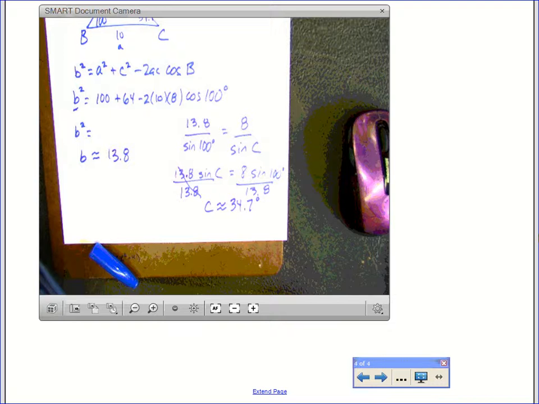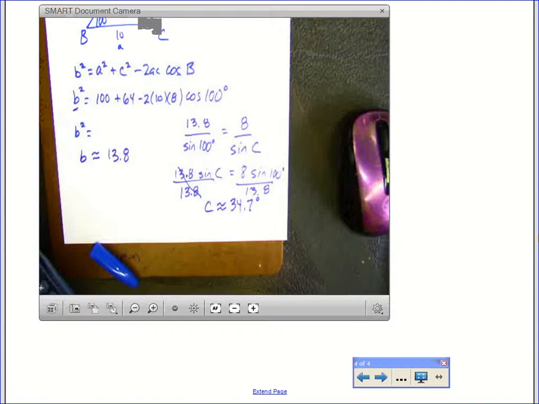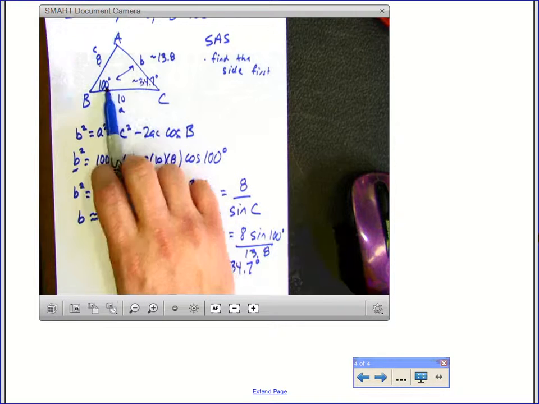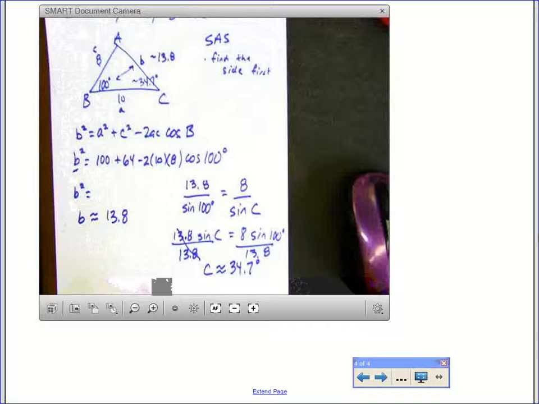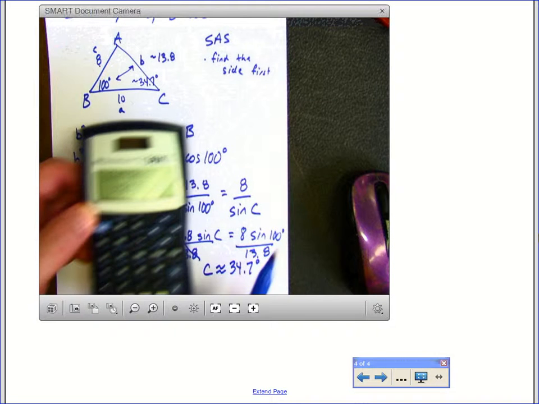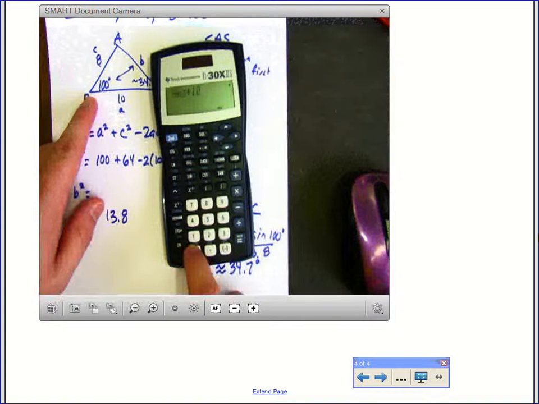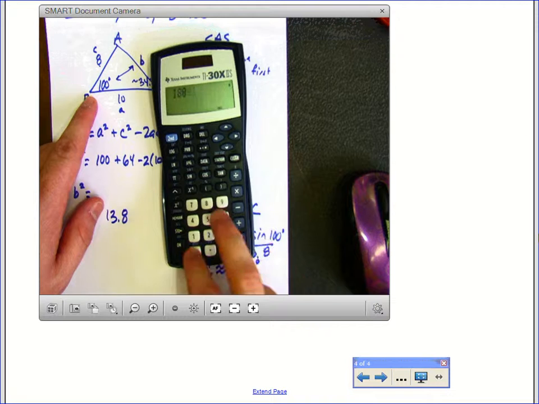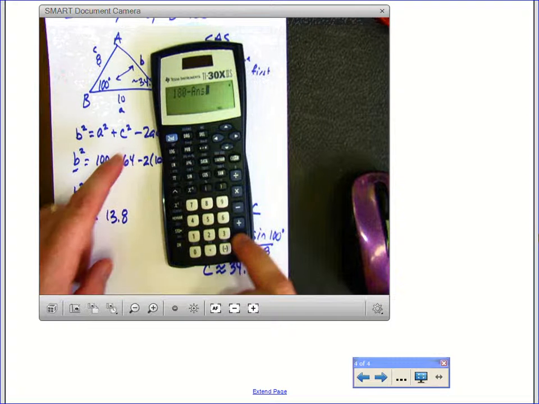Now to find angle A, all we got to do is add these up and subtract them from 180. So let me add 100 to that and then subtract that from 180. So about 45.3 degrees.